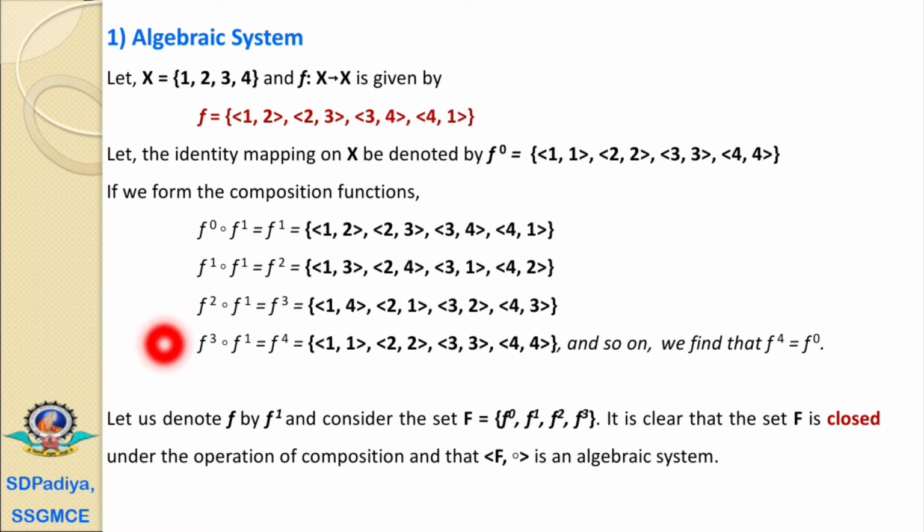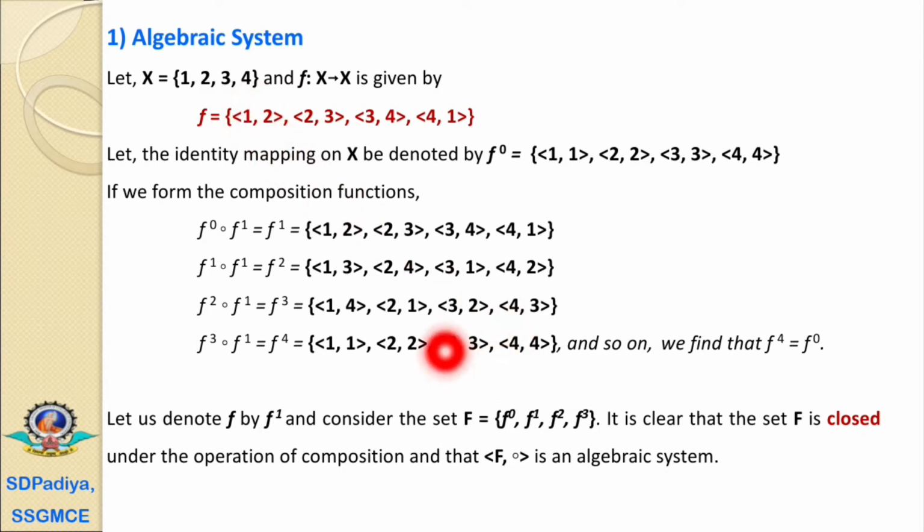f raised to power 8 will be equal to f raised to power 4, which is f raised to power 0. If we again find f raised to power 9, it will be equal to f raised to power 1, then f raised to power 10 will be equal to f raised to power 2, and so on. It means that if we have the set of 4 elements 1, 2, 3, 4, then there will be only 4 functions: f raised to power 0, f raised to power 1, f raised to power 2, and f raised to power 3.